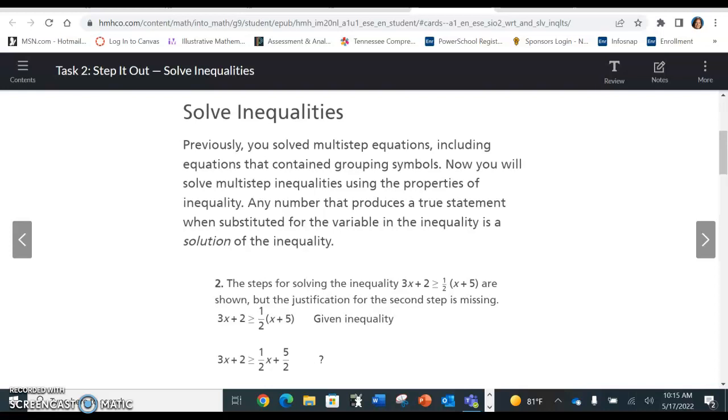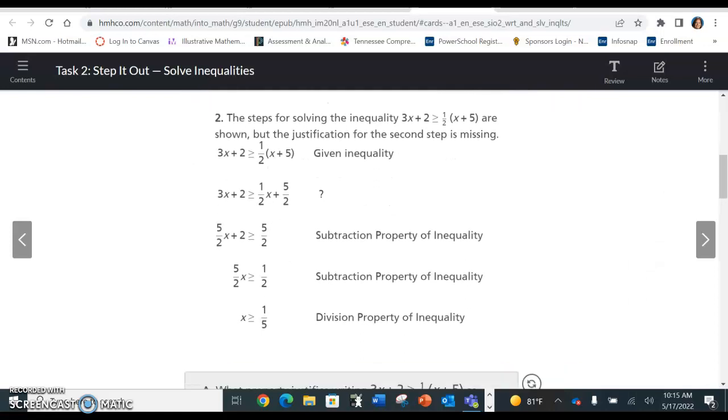Lesson 2.4, task 2. Previously, you solved multi-step equations, including equations that contain grouping symbols. Now you will solve multi-step inequalities using the properties of inequality. Any number that produces a true statement when substituted for the variable in the inequality is a solution of the inequality. All right, so here's an example that they give, and it says here are the steps for solving an inequality. So we have 3x plus 2 greater than or equal to 1/2 times x plus 5 are shown, but the justification for step 2 is missing.